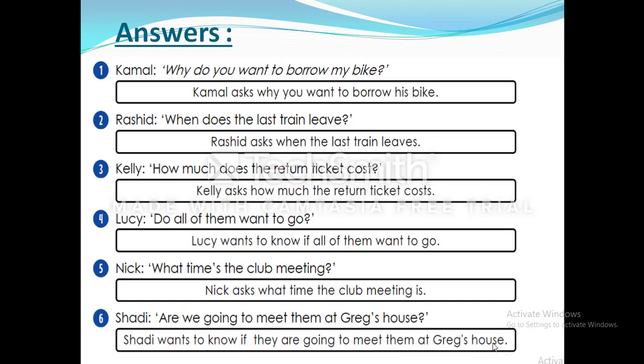So WH questions and yes or no questions are different. If we have a WH question like why, like when, like how much, I use it in the reported question. But if we have a yes or no question like number 4 and number 6, what should we write? We write "want to know if", and I complete the rest of the question as it is. That's all, a very simple way to understand.